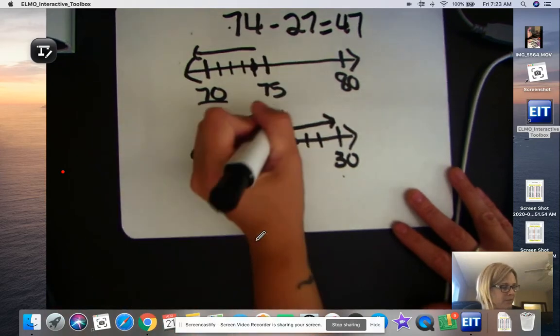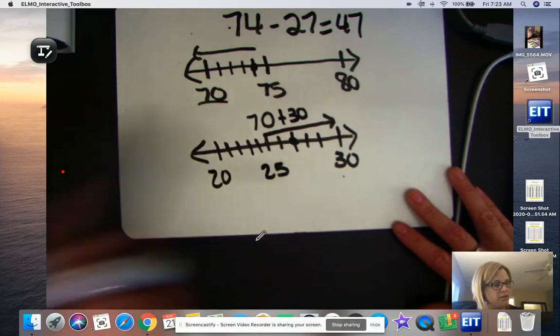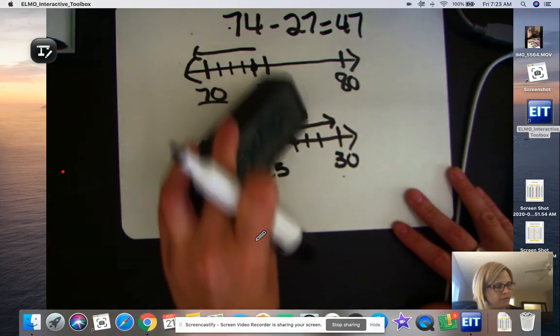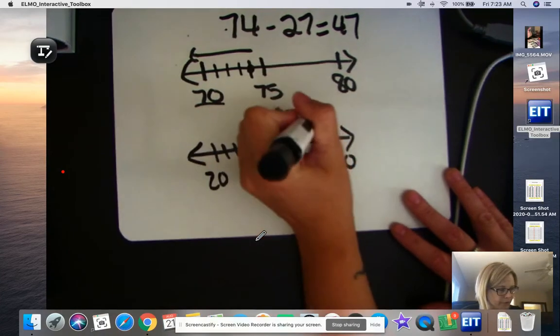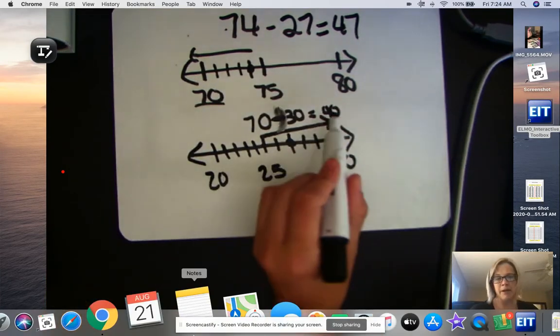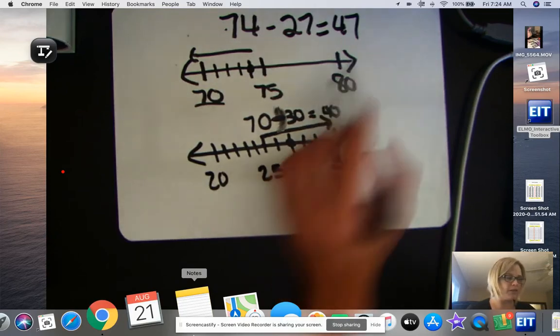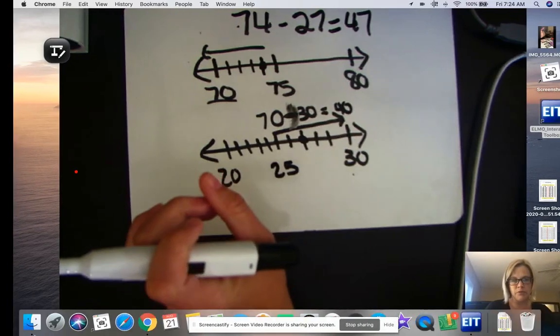So my estimate is going to be 70 plus 30. Actually, not plus 30, because my original problem was minus 30 equals 40. So I'm going to look at my number and know that 40 is within 10 of 47, so my answer is reasonable.